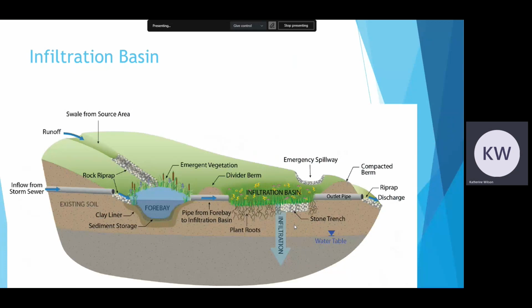This is all designed to increase the speed of water infiltrating into the ground. So ideally, all the water coming into this practice will infiltrate, and there won't be any water going out of the outlet pipe. So these are typically dry basins.